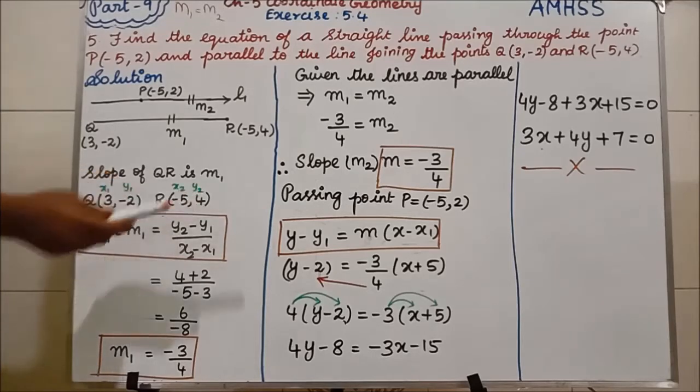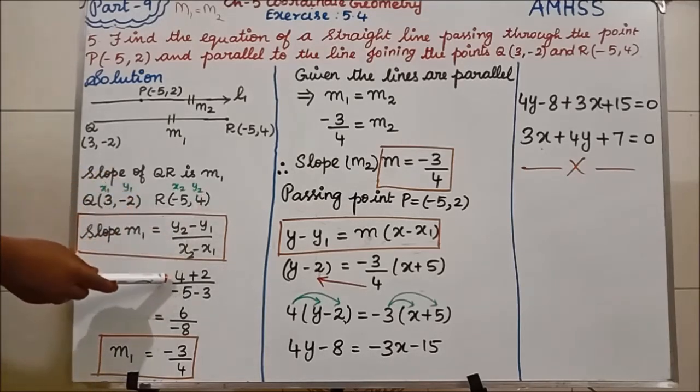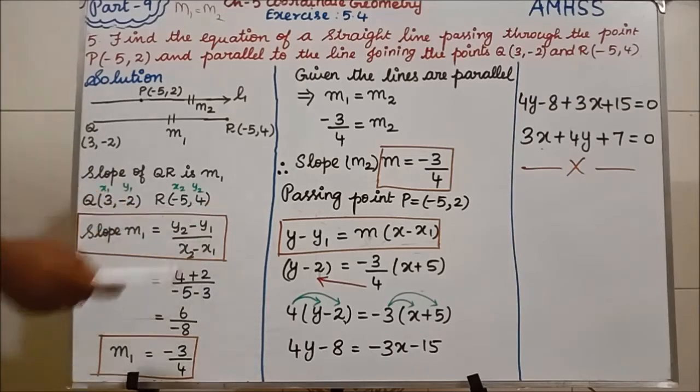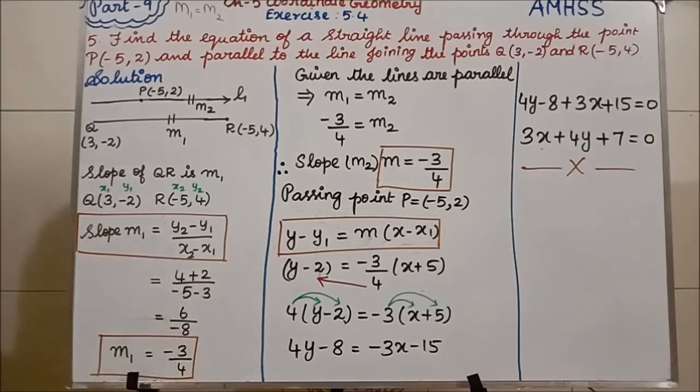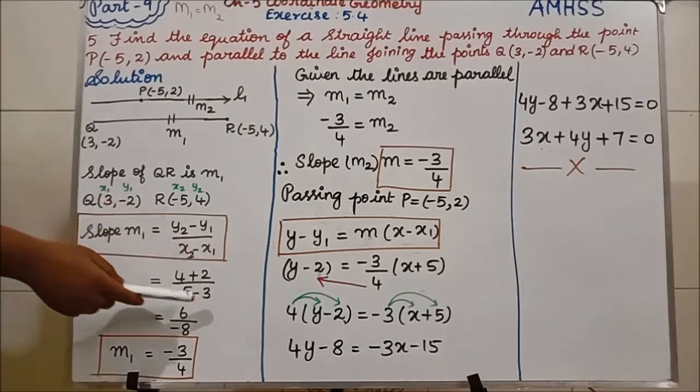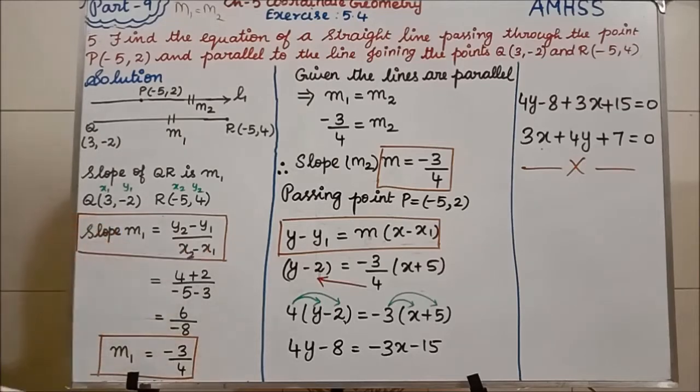What is our y2? 4. So 4 minus y1, which is minus 2, so minus becomes plus, plus 2, divided by x2, which is minus 5, minus x1, which is 3, so minus 3. 4 plus 2 is 6. Minus 5 minus 3 is minus 8. If you cancel, 6 and 8 go in the same table. Which table? The 2 table. In the 2 table, 6 is 3 times, and 8 is 4 times. So m1 is equal to minus 3 by 4.